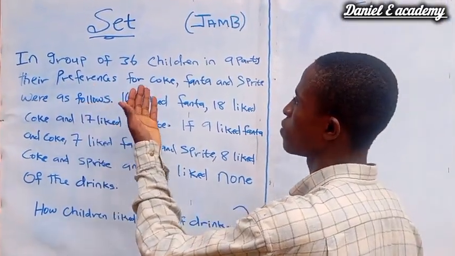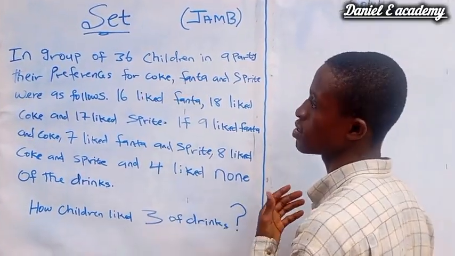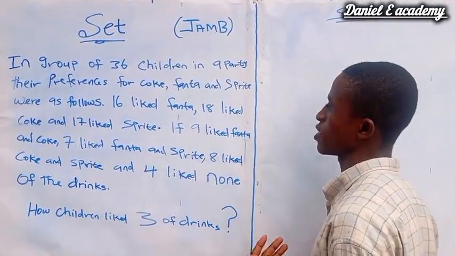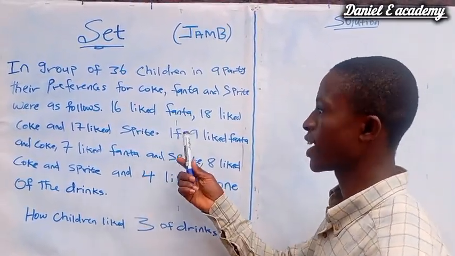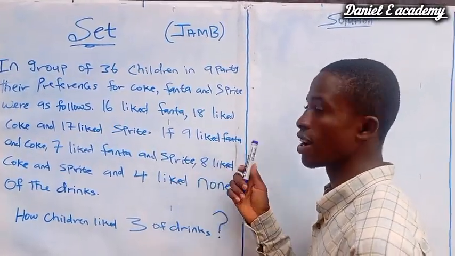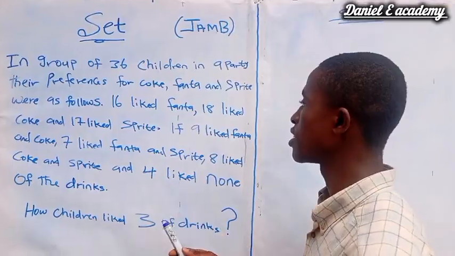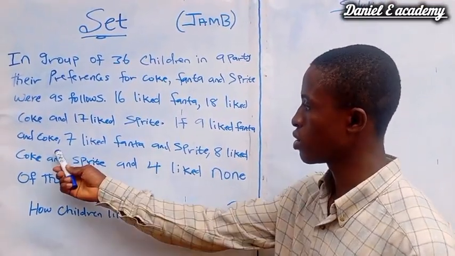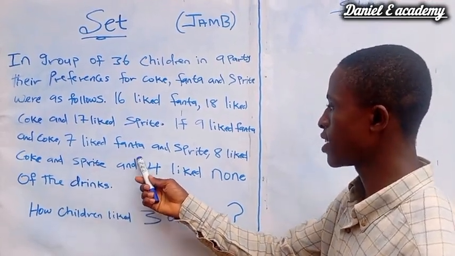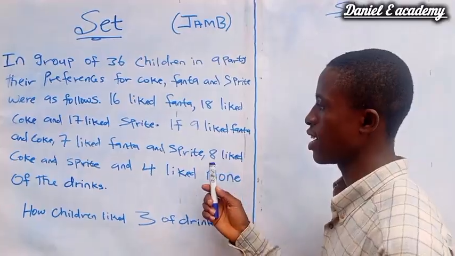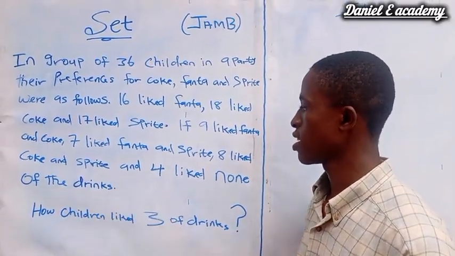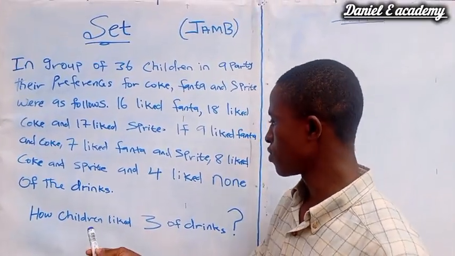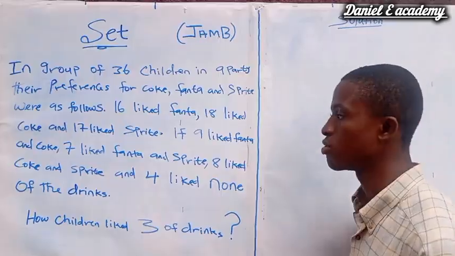In a group of 36 children in a party, their preference for Coke, Fanta and Sprite were as follows. 16 liked Fanta, 18 liked Coke and 17 liked Sprite. If 9 liked Fanta and Coke, 7 liked Fanta and Sprite, 8 liked Coke and Sprite, and 4 liked none of the drinks. How many children like 3 of the drinks?